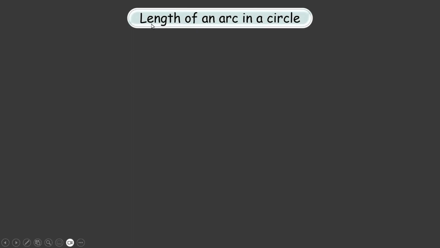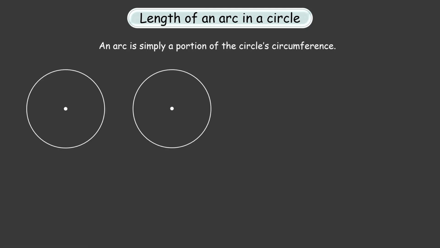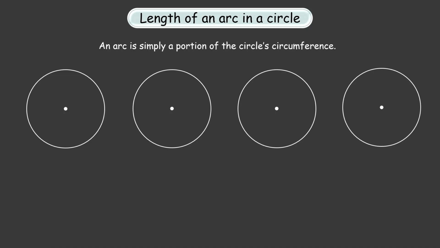We are going to explore the concept of length of an arc in a circle. An arc is simply a portion of the circle's circumference. Let us look at four circles here. All of these circles have equal radii. Now we are going to draw an arc in the first circle.